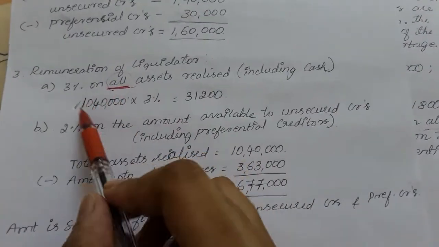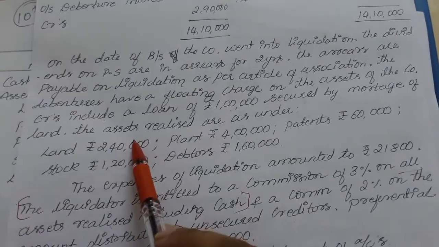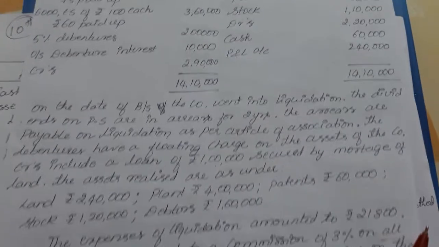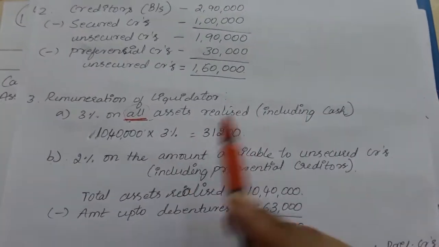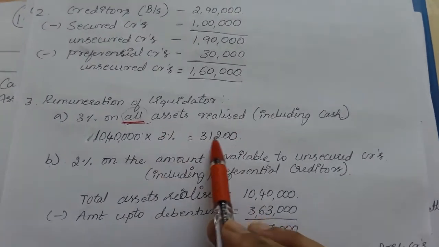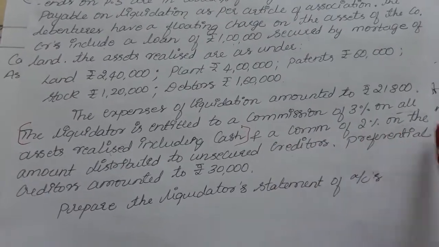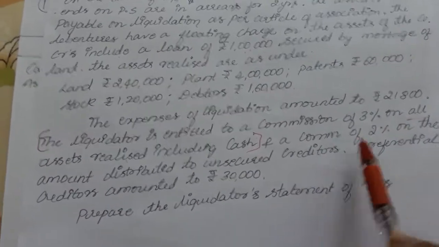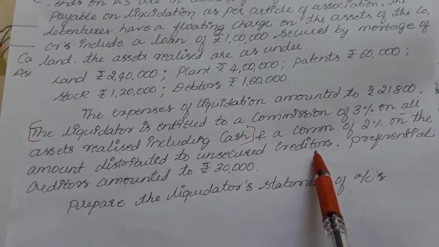So next, all the assets realized is 10,40,000. Here 2,40,000 plus 4 lakh plus 60,000 plus 1,20,000 plus 1,60,000 plus the cash value. Completely it will be 10,40,000. On that, 3% is the liquidator's remuneration, that is 31,200. Next, a commission of 2% on the amount distributed to unsecured creditors. So 2% commission is payable on the amount available for unsecured creditors.